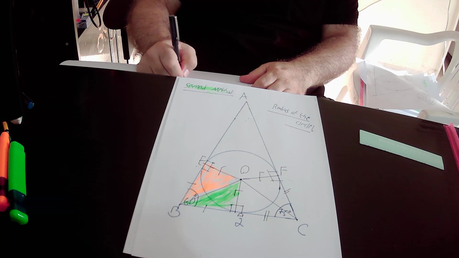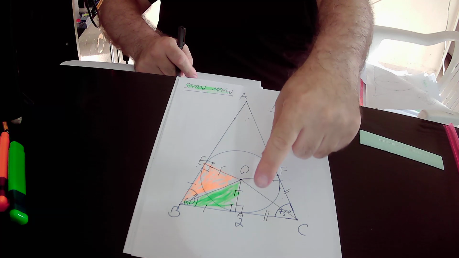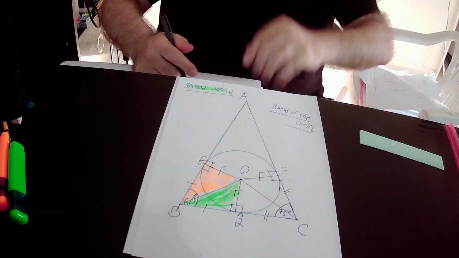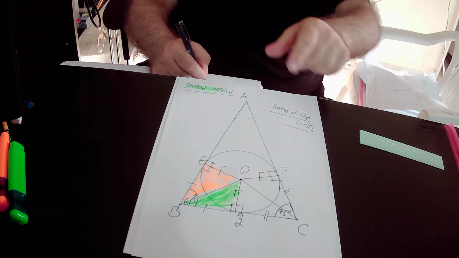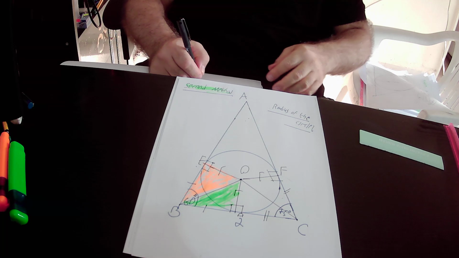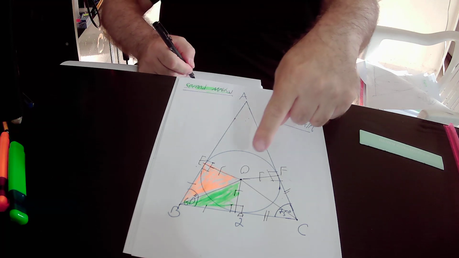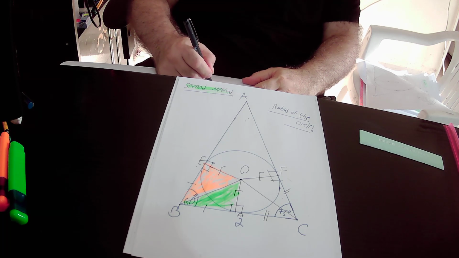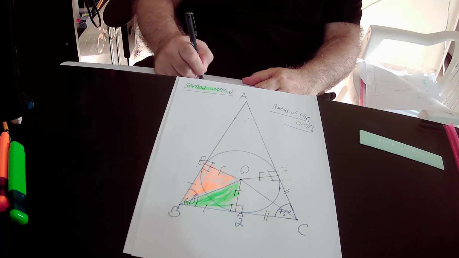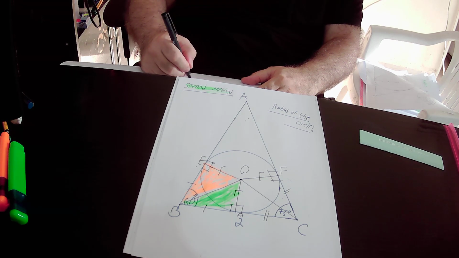Okay. In addition, side DO of the green triangle is equal to side OE of the orange triangle. Why? Because they are both the radii of the circle, therefore they are equal to each other. And finally, side OB is a common side that belongs to both triangles, so OB equals itself.